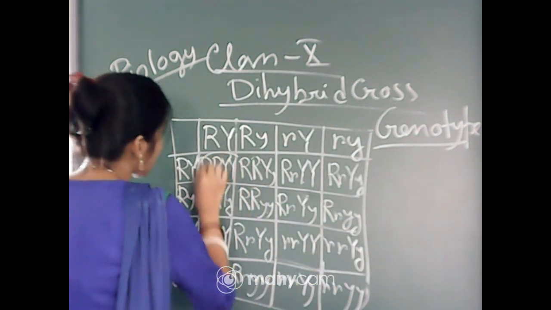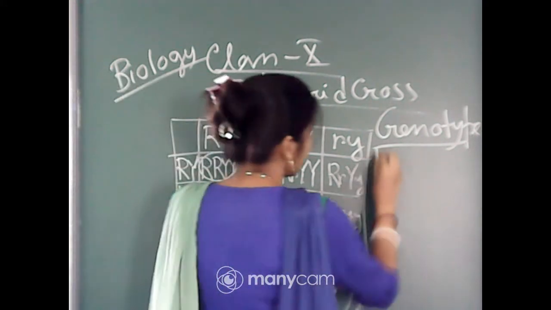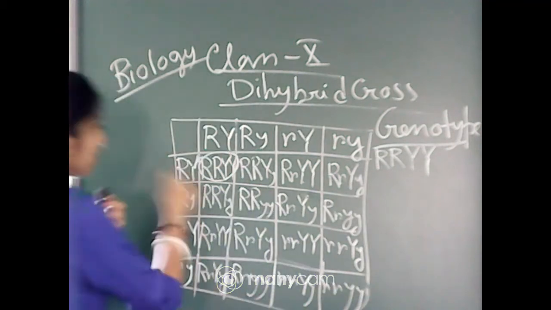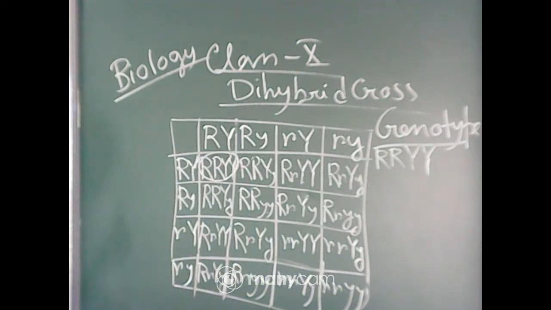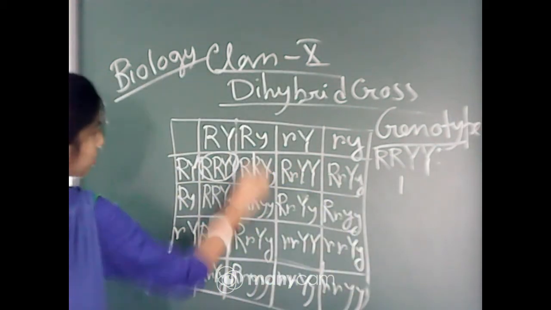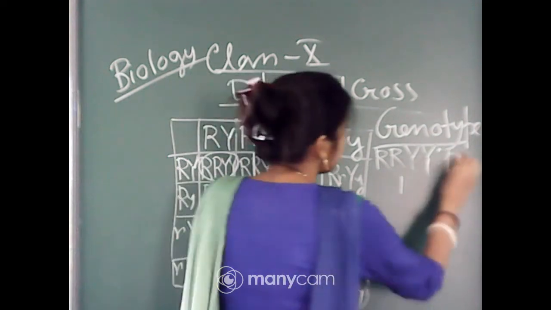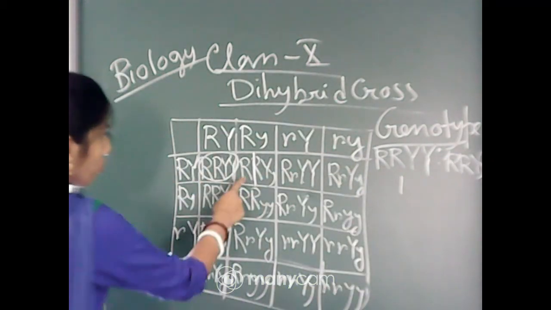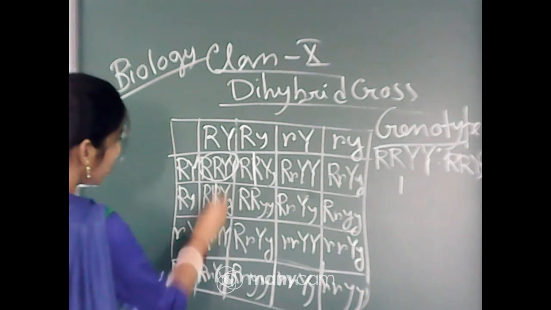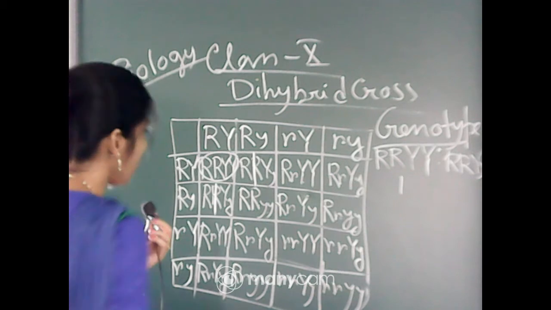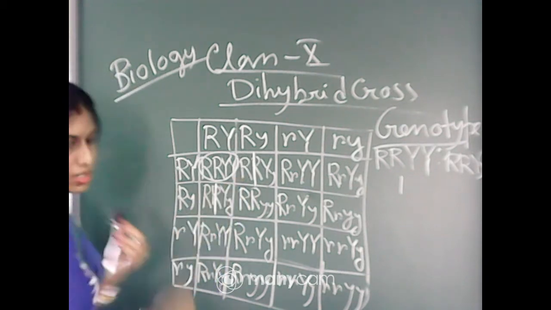So first I consider this one, capital R capital R capital Y capital Y. What is the number of this particular genotype in these boxes? So the number is 1. Next I will consider this one, capital R capital R capital Y small y. The number is 2. So the number is 2.